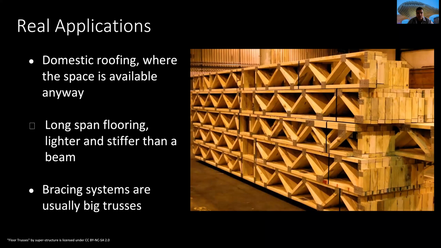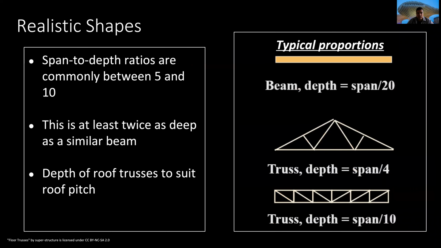The real applications of trusses are in domestic roofing, when we have the space, in long span flooring, and when we are using bracing systems that usually are big trusses, etc. The trusses have realistic shapes, and there is a span to depth ratio that is normally between 5 to 10. I mean, the length of the truss, the span, will be 10 when the deepness, how tall the truss is, is 5. This is at least twice as deep as a similar beam. Well, you need a lot of deepness in order to make a truss.